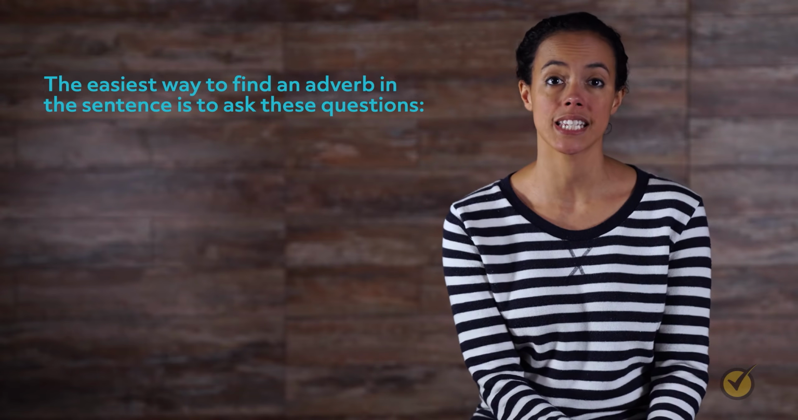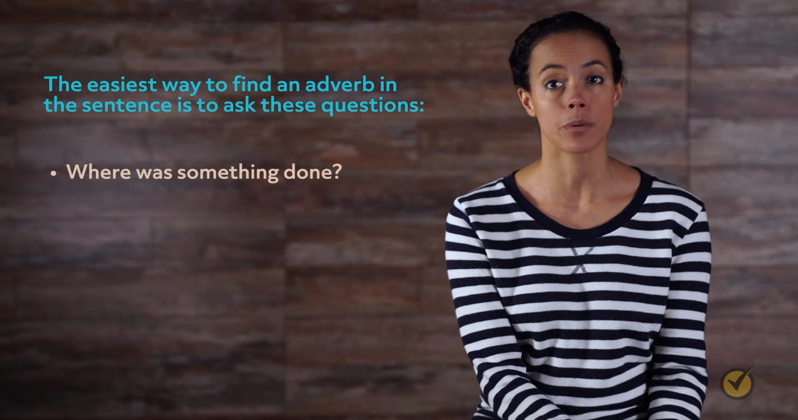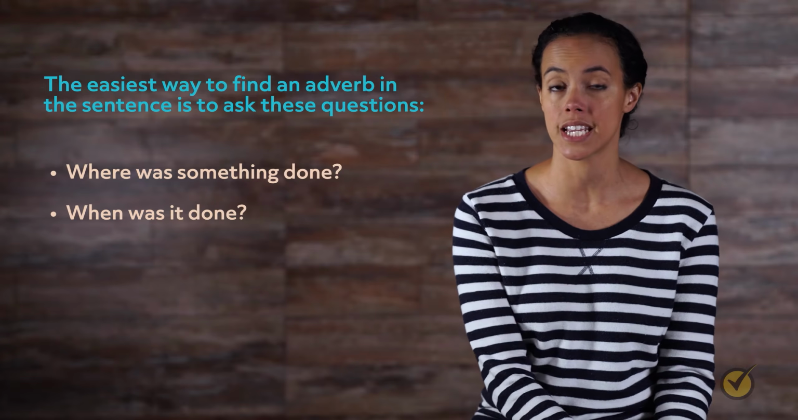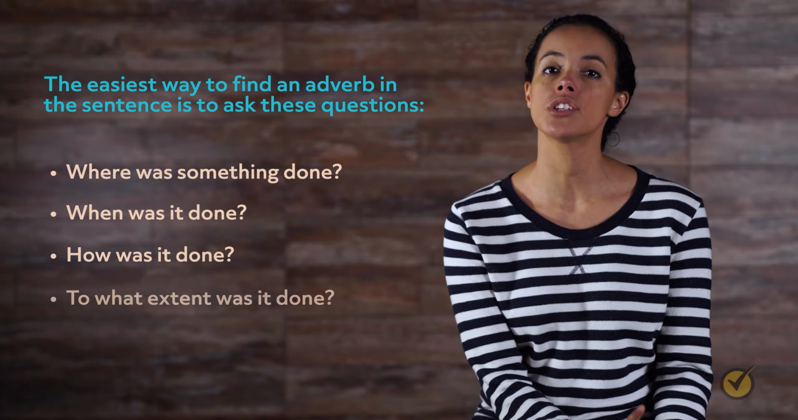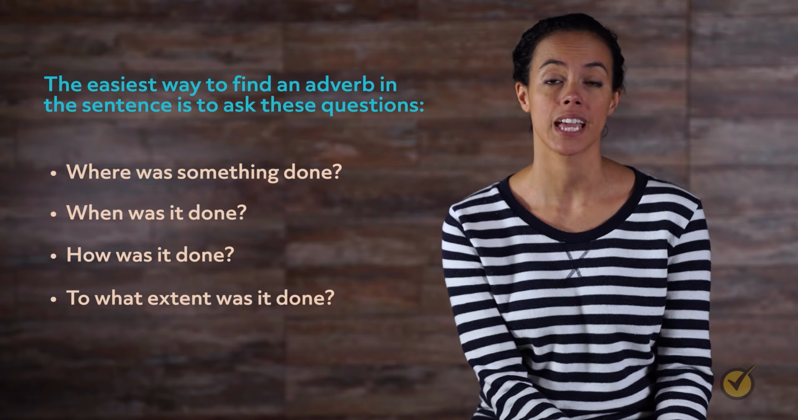Let's get started. The easiest way to find an adverb in a sentence is to ask these questions. Where was something done? When was it done? How was it done? And to what extent was it done? An adverb will always answer one of those questions.